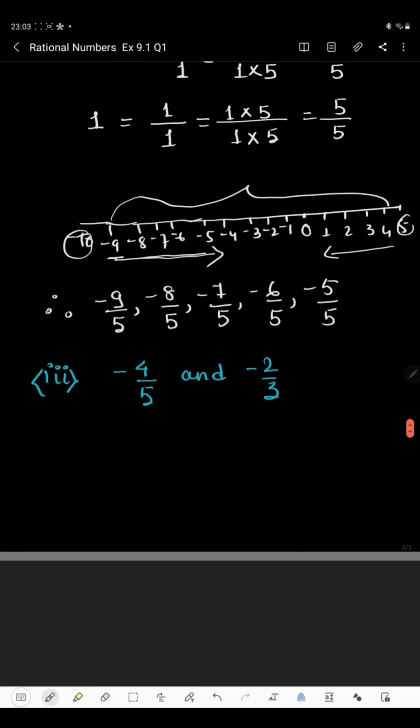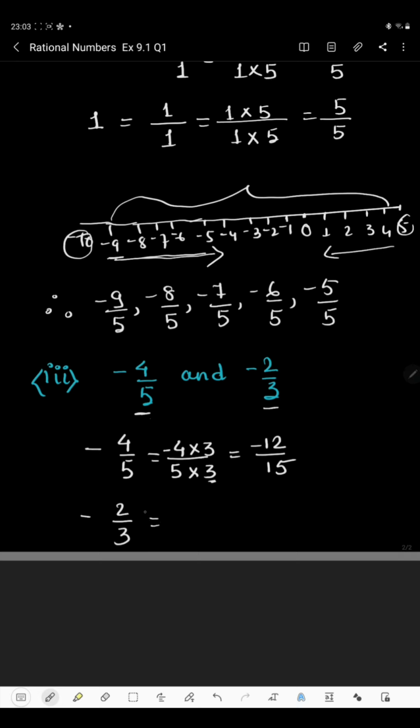But here we have 2 rational numbers, so we will have to find the LCM of 5 and 3. And what is the LCM of 5 and 3? It's 15. So we will write the 2 rational numbers which are given. Now what should be multiplied by 5 to get 15? It's 3, and the same number will be multiplied by the numerator also. So we have got minus 12 by 15, okay.